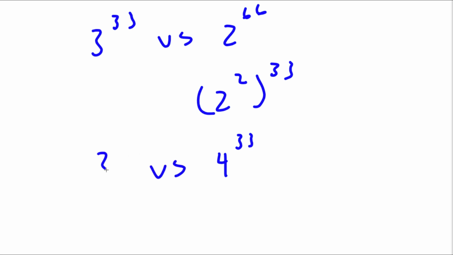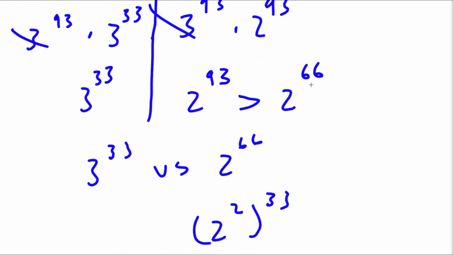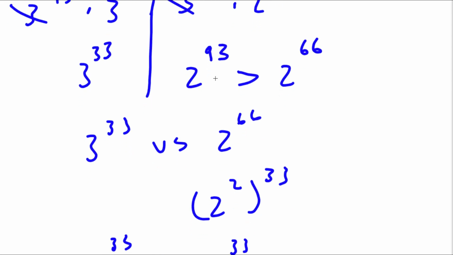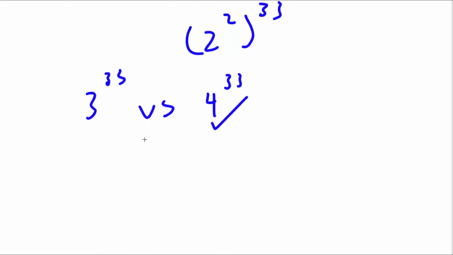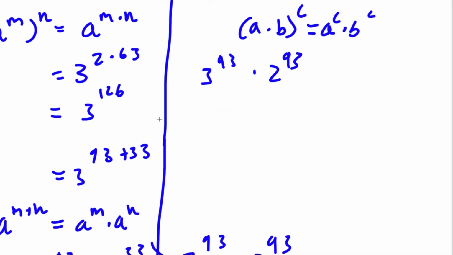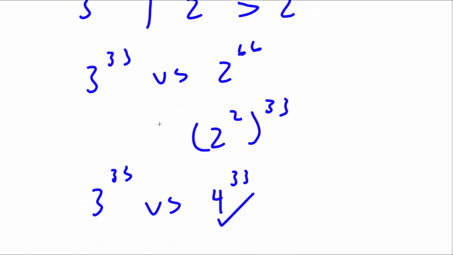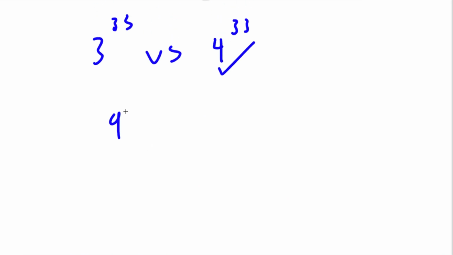And as you can see, now I have 3 to the power of 33 versus 4 to the power of 33. So obviously 4 to the power of 33 is greater, meaning because 2 to the power of 66 is less than 2 to the power of 93, this means that 2 to the power of 93 is much greater than 3 to the power of 33. So in conclusion, 9 to the power of 63 is less than 6 to the power of 93.